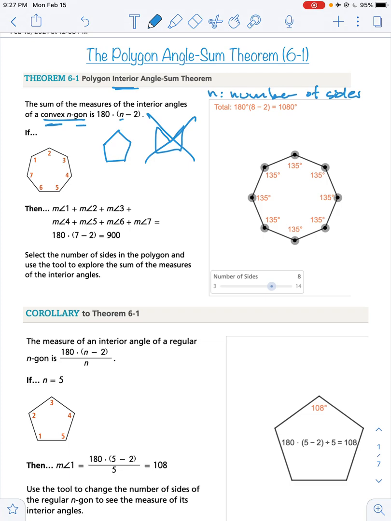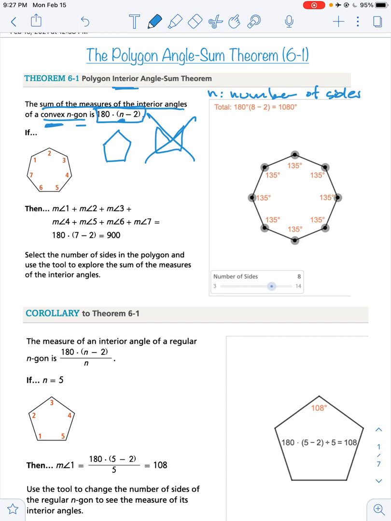Okay, all right. So what this is saying is if I know the number of sides of my polygon, and it's a convex polygon, I can find the sum of the measures of the interior angles. That means I'm trying to figure out how much all of the angles add up to. Then I can use this formula right here, 180 times n minus 2, and n is the number of sides. So 180 times the number of sides minus 2.